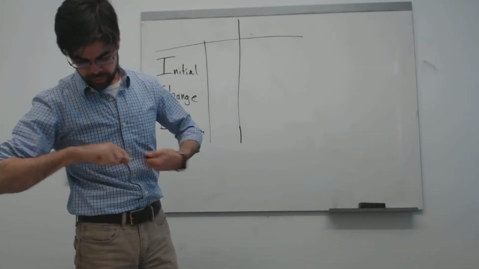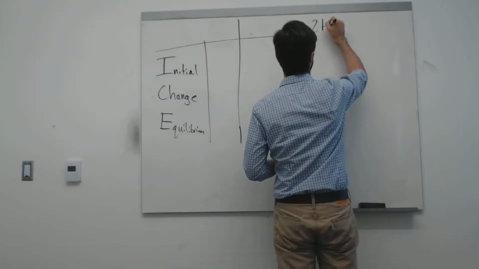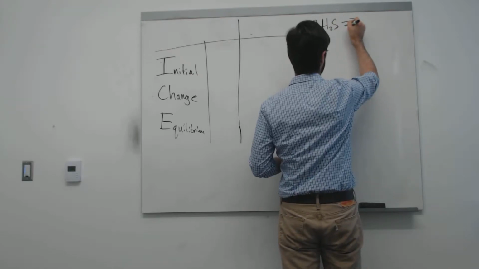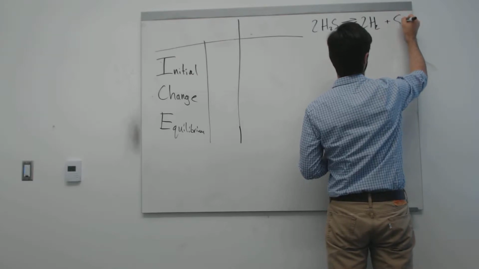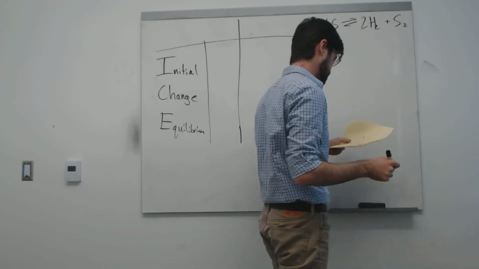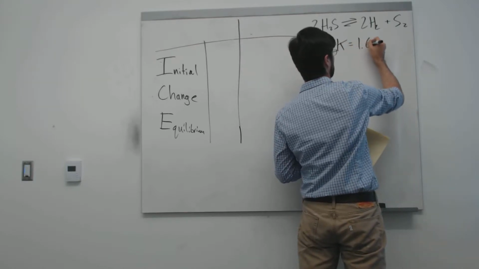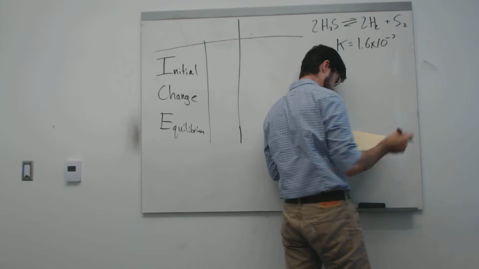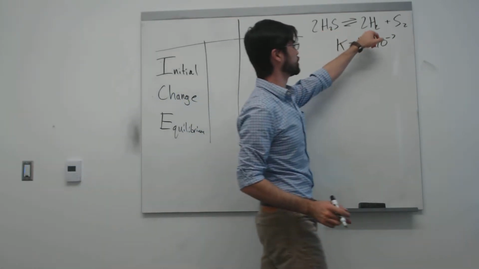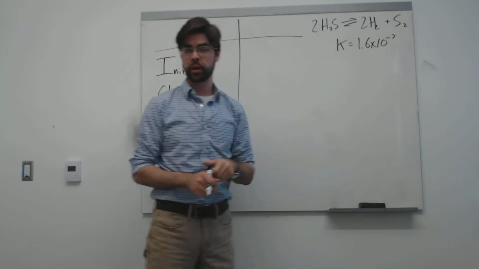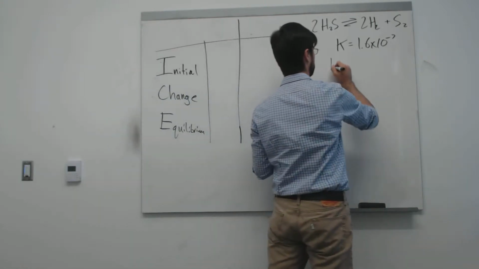So in this problem, suppose we have two hydrogen sulfide molecules reacting to form hydrogen gas and sulfur gas. And I will also tell you the equilibrium constant for that reaction is 1.6 times 10 to the negative 7. And yet again, I want to know what are the equilibrium conditions for all three of these chemical species once you've reached equilibrium.